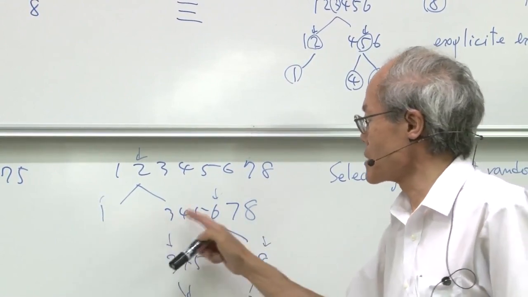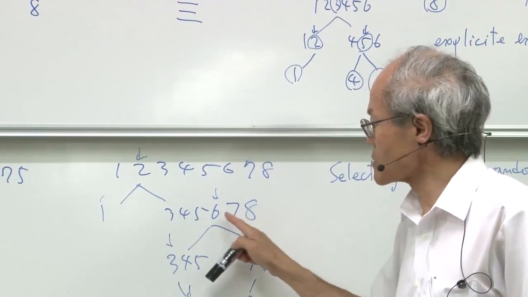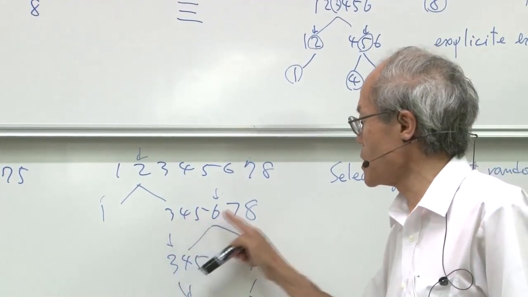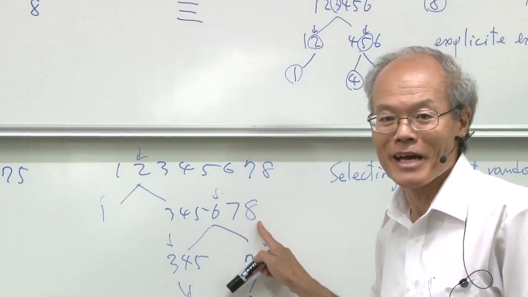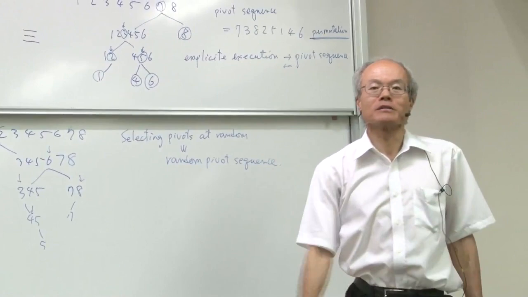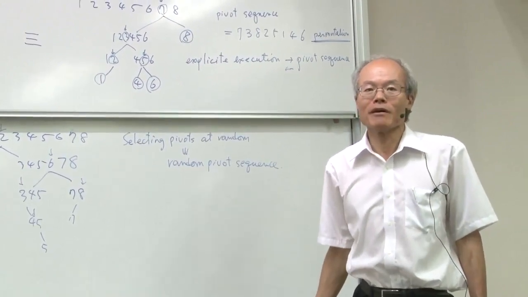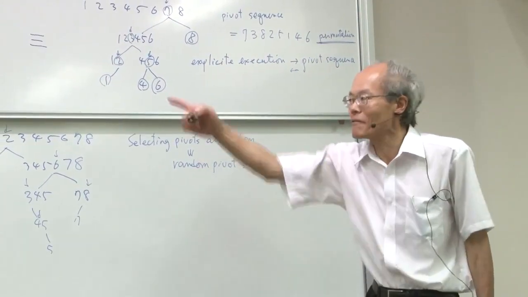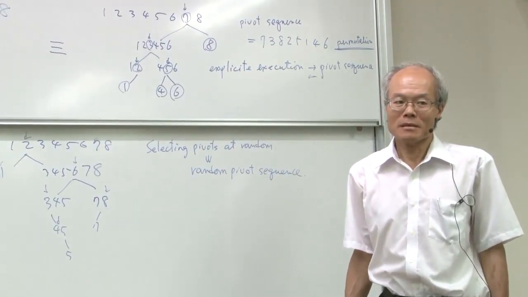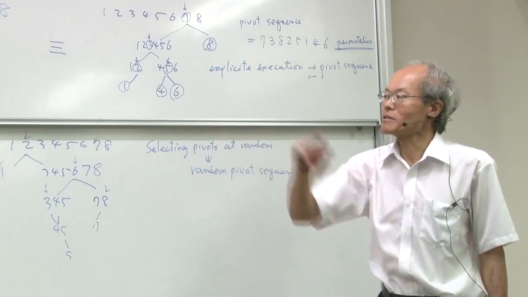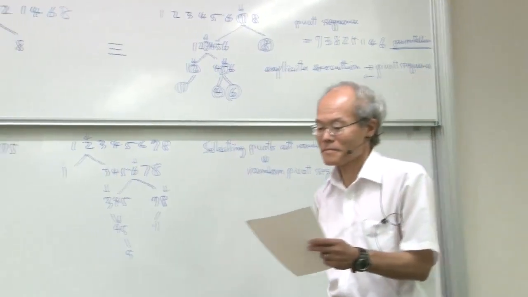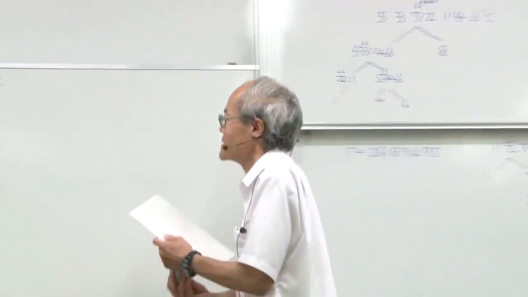Then we have 2 groups. Then the next pivot is 6. Then the number of comparisons is 1, 2, 3, 4, 5. Okay? The sum of all those comparisons is the computation time, roughly speaking. Okay. So let's calculate the number of comparisons.